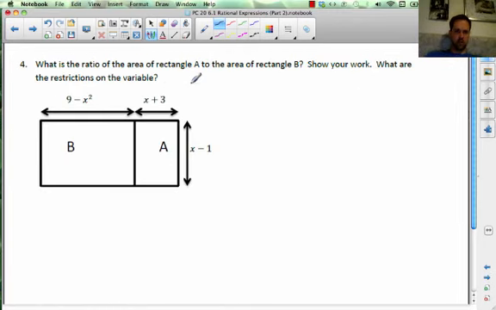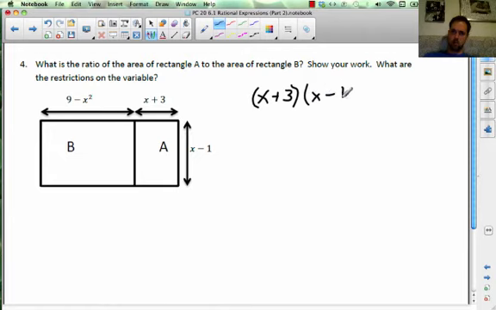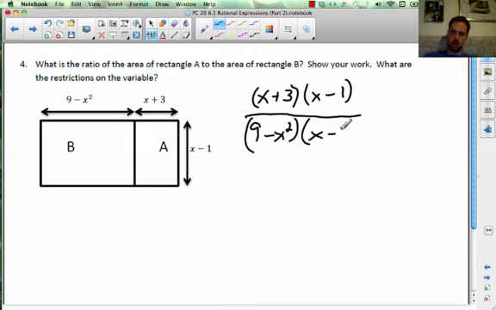What is the ratio of the area of rectangle A to the area of rectangle B? Okay, so the area is found by multiplying length times width for a rectangle. So this is the area of rectangle A. So the ratio of A to B, so A goes on top, B goes on the bottom. B is 9 minus x squared times the same x minus 1.